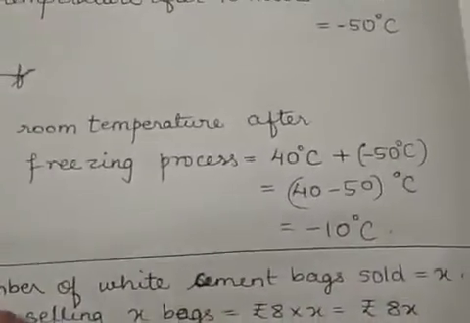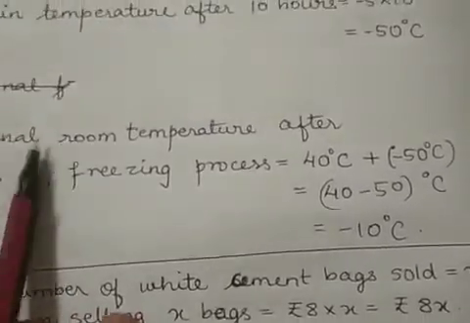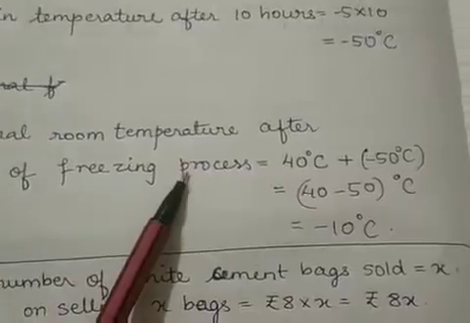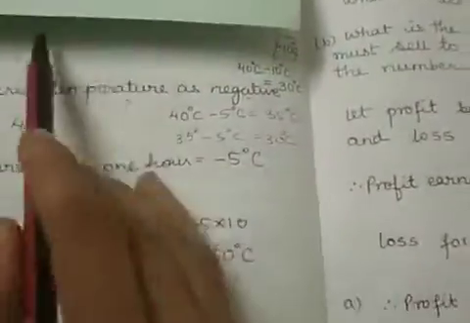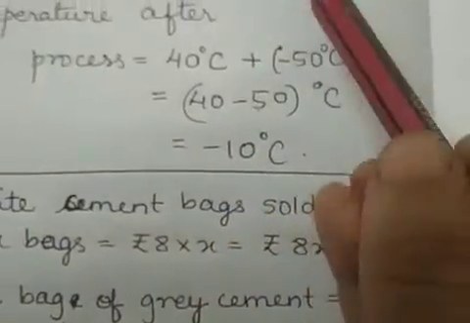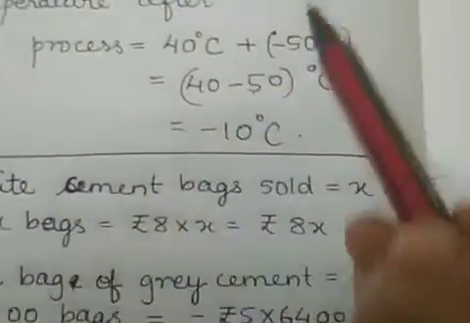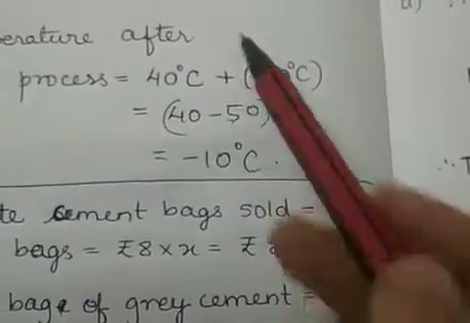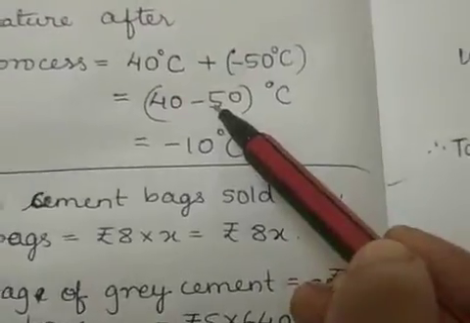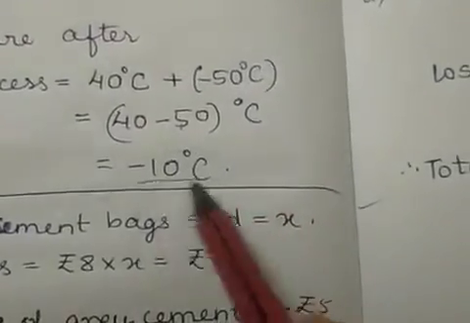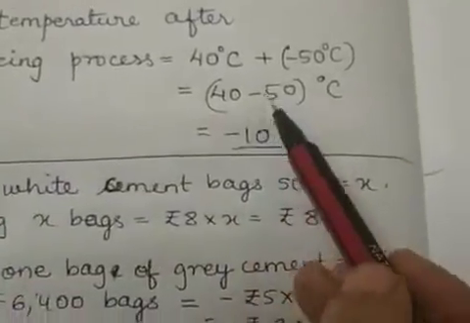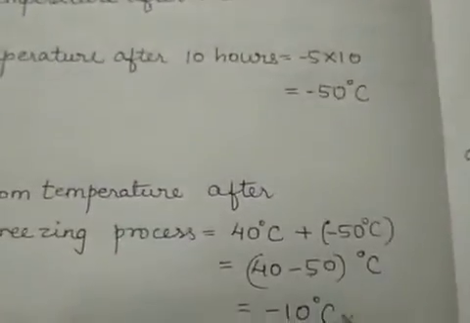So after 10 hours, what will be the room temperature? The final room temperature after 10 hours of the freezing process will be the initial temperature plus the change in temperature. So it will be 40 degrees Celsius minus 50 degrees Celsius, which is minus 10 degrees Celsius. So after 10 hours, the temperature will be minus 10 degrees Celsius.